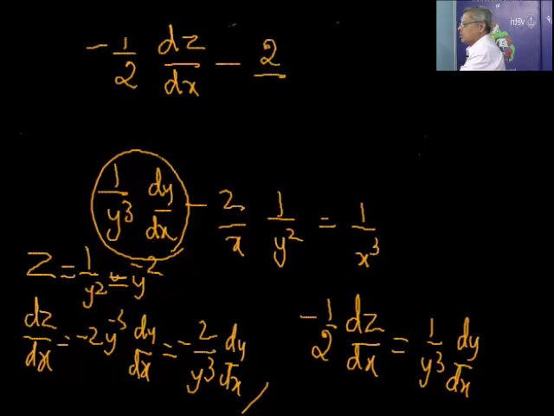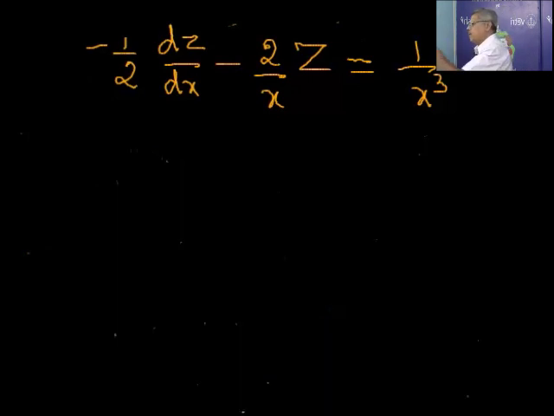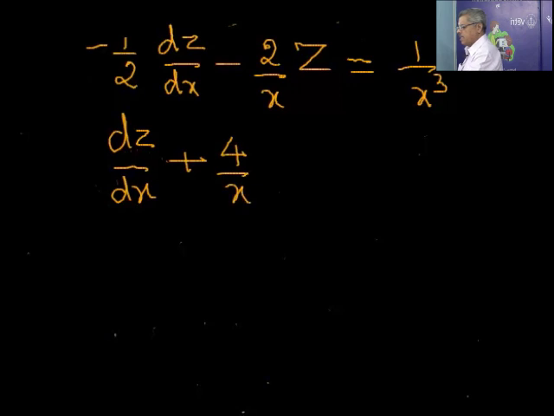Minus 2 by x, and 1 by y square is nothing but z. So z is equal to 1 over x. We are nearing a linear equation in z. This minus half should be eradicated, since the coefficient of dz by dx must be unity. Therefore, now multiply by minus 2: dz by dx plus 4 by x z is equal to minus 2 by x.